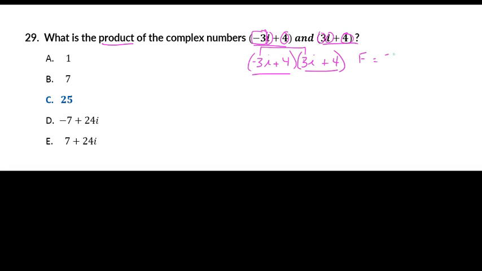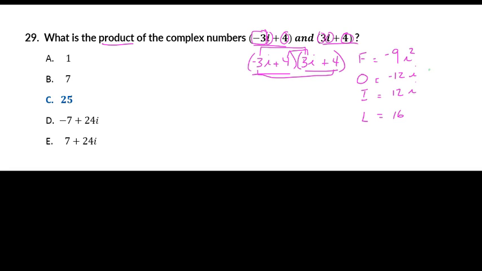-3 times 3 is -9. i times i is i squared. O is outer, so that is -3i times 4. So that would be -12i. Inner is 4 times 3i, which, look at that, 12i. That's nice. We have a -12i and a 12i. That's going to drop out. And then the last ones are 4 and 4, so that's a +16.